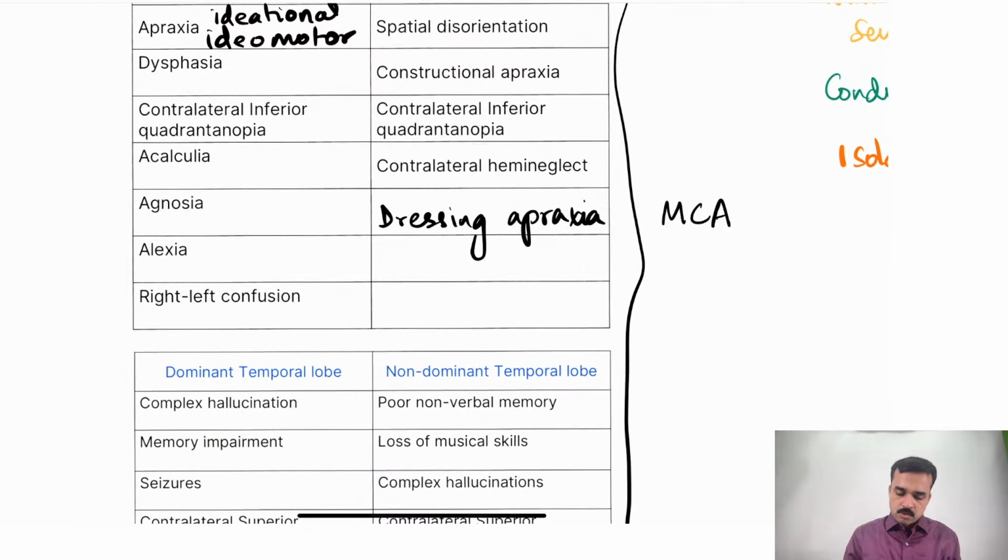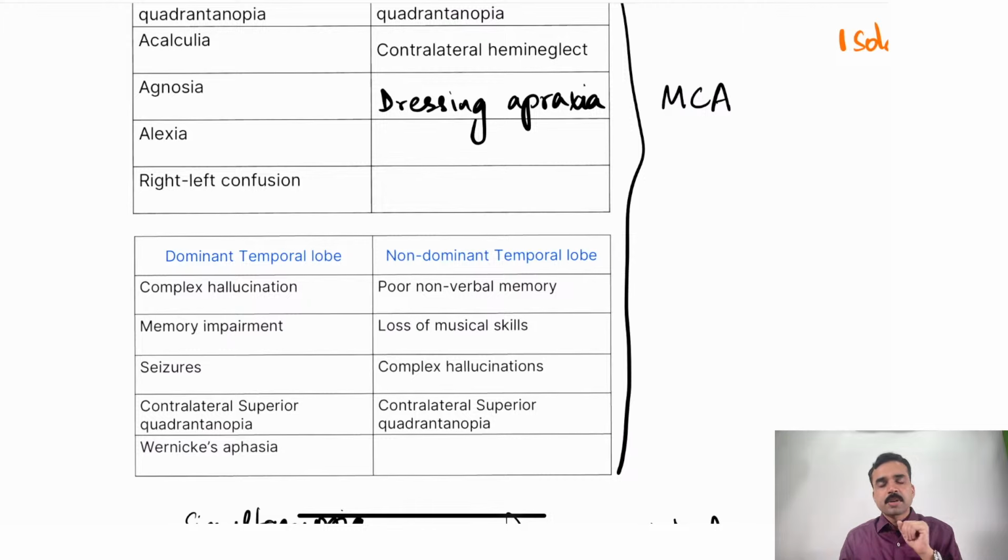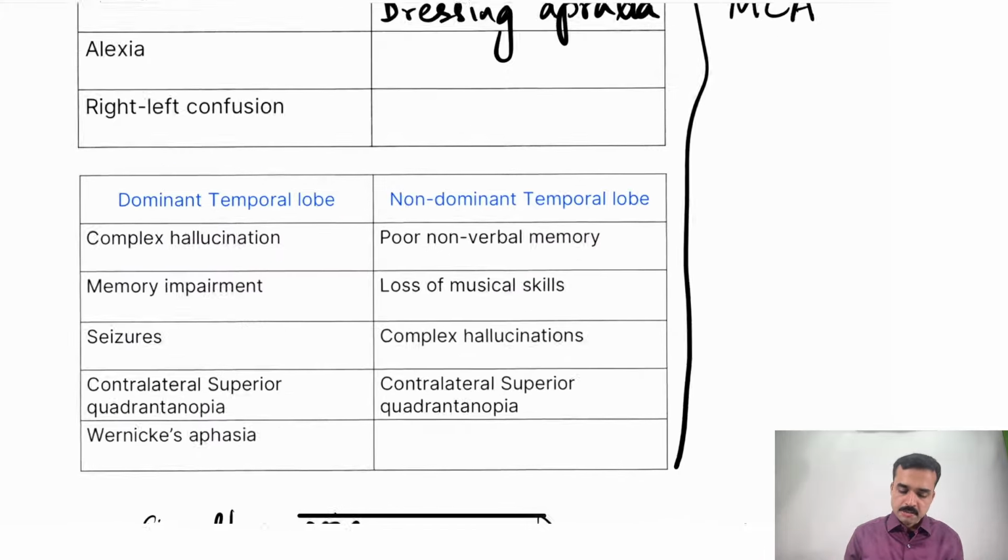So what you should also keep in mind is prosopagnosia, which I'll tell you again. Prosopagnosia is the inability to recognize familiar faces, which occurs due to a non-dominant occipital lobe lesion. So there again, in the occipital lobe also, a little bit of difference is there between dominant and non-dominant. Non-dominant occipital lobe lesion leads to prosopagnosia, inability to recognize familiar faces.